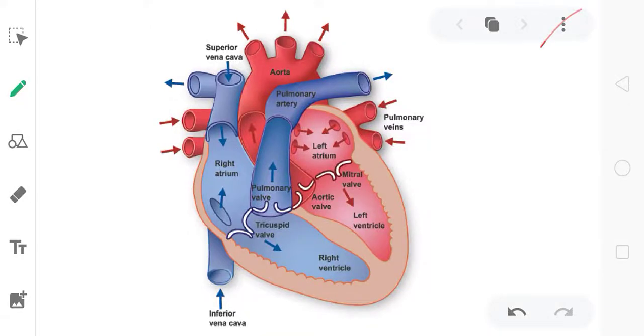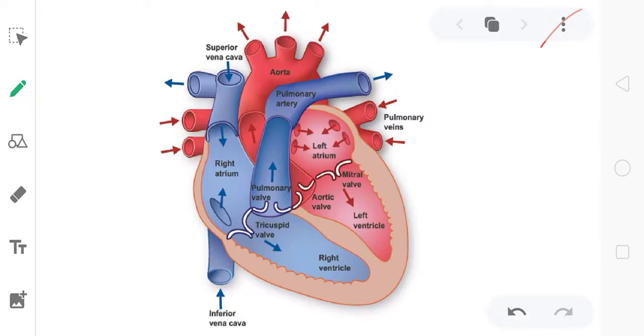Hi guys, in this video we'll discuss the differentiating features of left heart failure and right heart failure. Most of the time we get confused about the pathophysiology and the symptoms of left and right heart failure. So before understanding them, we have to understand the anatomy of the heart. In this picture, you can easily make out the anatomy of the heart.